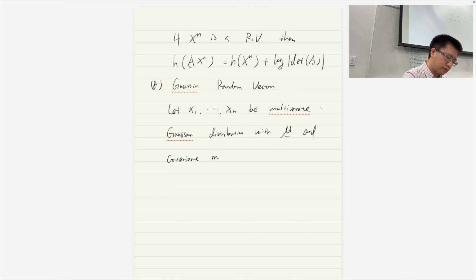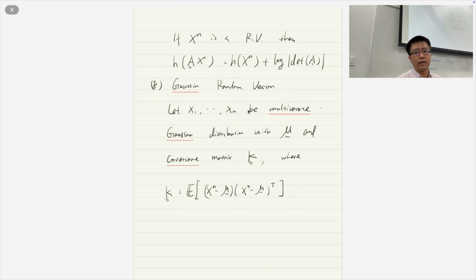Covariance matrix, we denote that as K. So that will be a matrix, right, where K is as follows. K is defined as the expectation of (x_n minus mu) times (x_n minus mu) transpose.